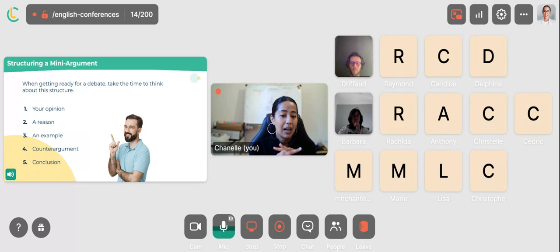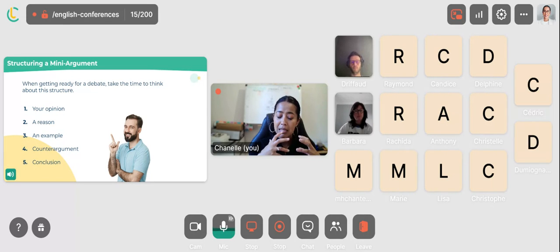So let's first look at how we structure a mini argument. Now, argument, it can be seen as a dispute en français, but an argument can also be something that you create to prove your point. So there are 2 meanings. So if we say a mini argument, it's not the same meaning as a mini fight or a dispute. It is creating a solid, structured proof of your opinion.